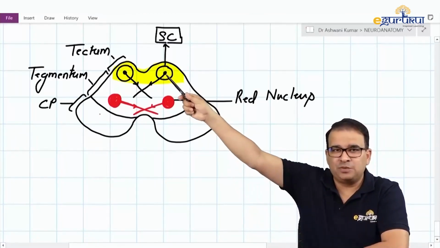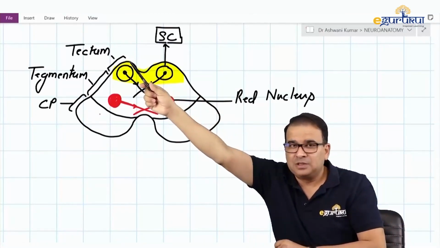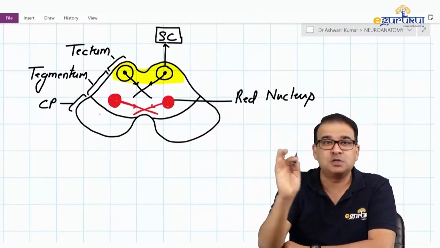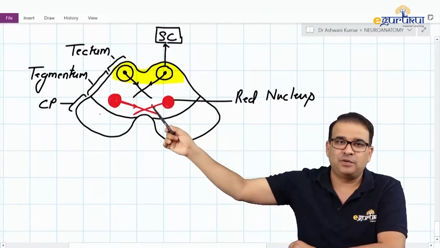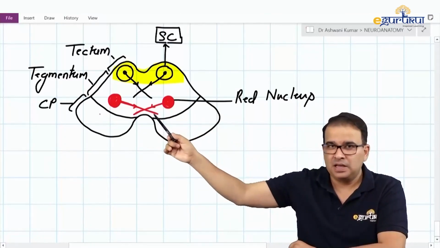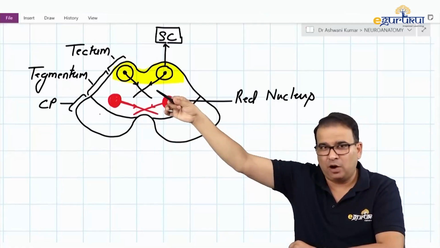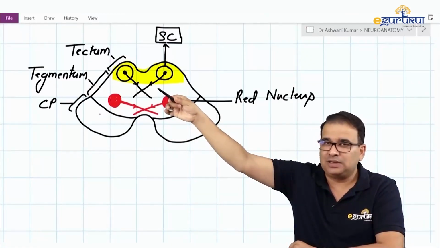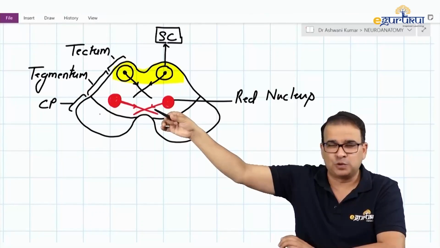Because fibers coming from the superior colliculus are coming from which part of the midbrain? Tectum. So this is the tract called the tectospinal tract. And this one coming from the red nucleus is the rubrospinal tract. So in the midbrain, if you see a decussation more toward the posterior side of the tegmentum, that is for the tectospinal tract; more toward the anterior side in the tegmentum, that is the rubrospinal tract.